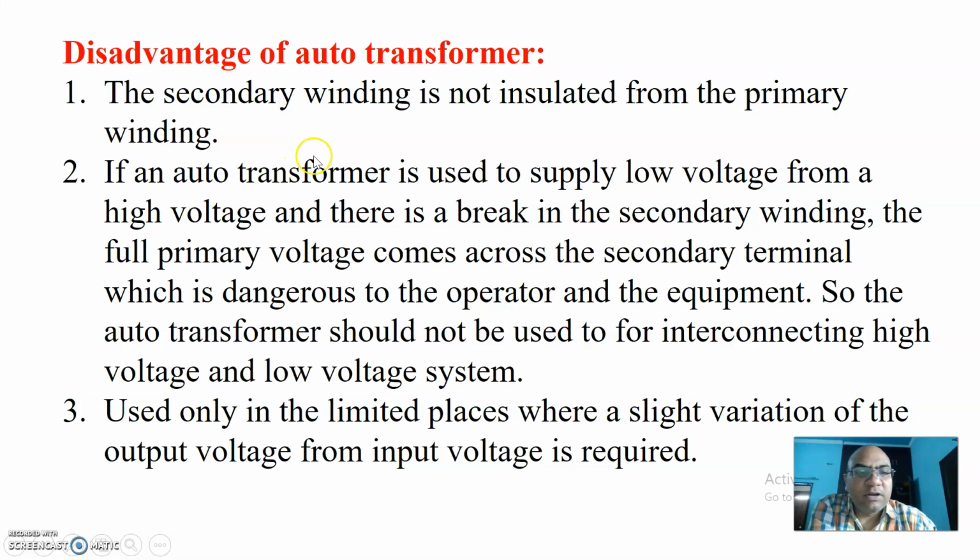Now you see the disadvantage of the autotransformer. The secondary winding is not insulated from the primary winding. You see here that both the windings are the same, so there is no insulation between them, and if there is no insulation between them, it may sometimes be dangerous.